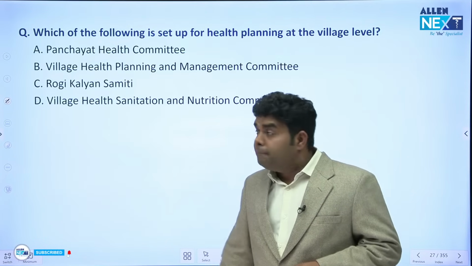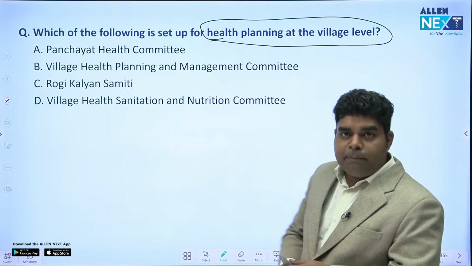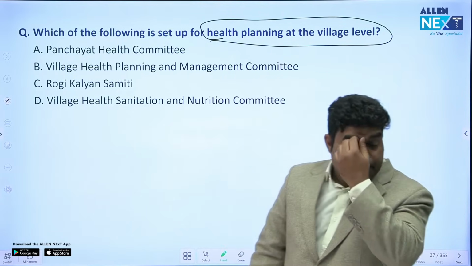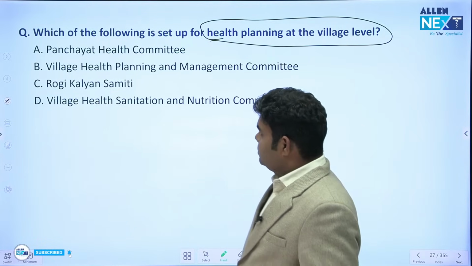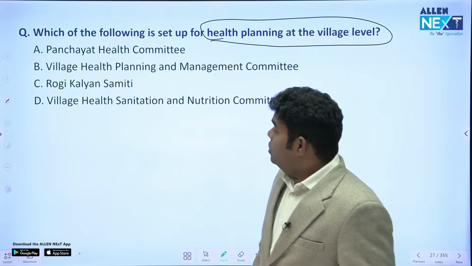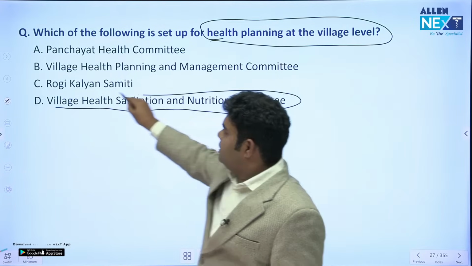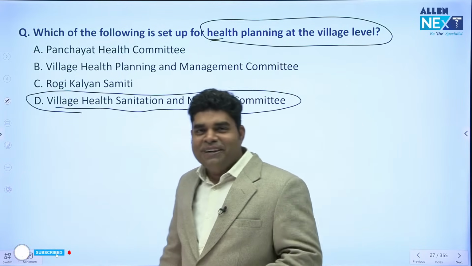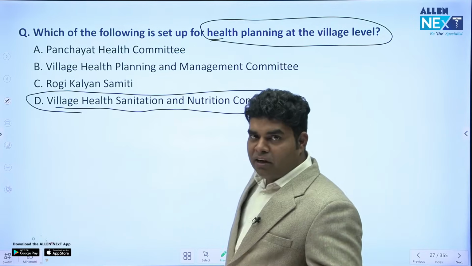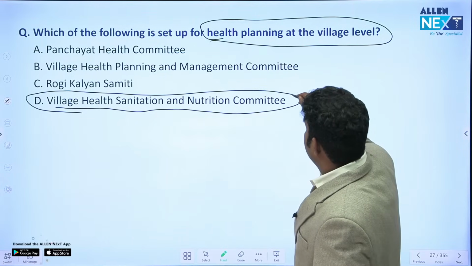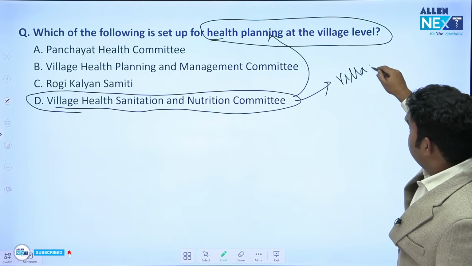Let's come to the next question. Which of the following is set up for health planning at the village level? Health planning at village level. Who does it? Answer is VHSNC, Village Health Sanitation Nutrition Committee. This I should have asked from you. These are a team of 5 people in the village, and they prepare the village health plan. They also prepare the village action plan.